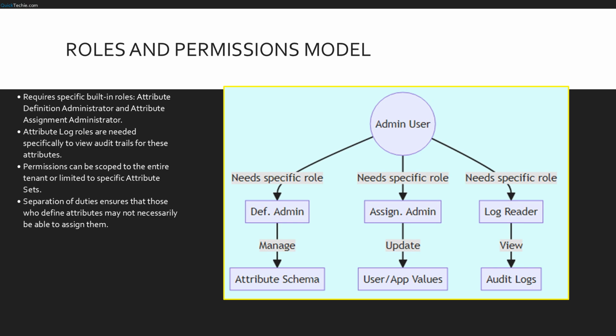Here we see the role-based interaction model. The admin user at the top cannot directly interact with the system components without specific assignments. They must assume the definition admin role to manage the schema, the assignment admin role to update values on objects, or the log reader role to access audit logs. Each path is distinct, enforcing the principle of least privilege.